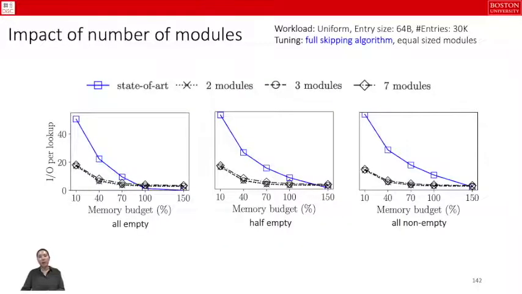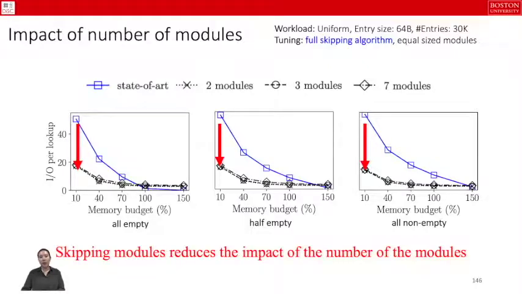Now we apply the full skipping algorithm to the previous experiment. Here, the performance improvement is not affected even for an all non-empty workload, since skipping modules aggressively reduces the impact of the number of modules. However, when there is more memory budget than we need, the performance of Shamba is worse than the state of the art. This is because the skipping algorithm uses the same threshold value for all memory budgets. We believe this can be improved by changing the threshold value according to the memory budget.